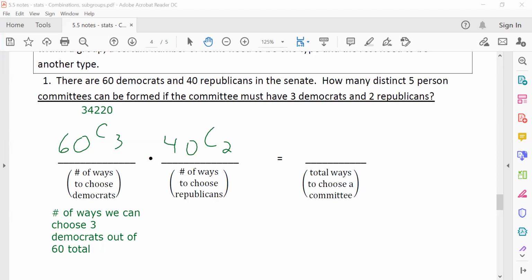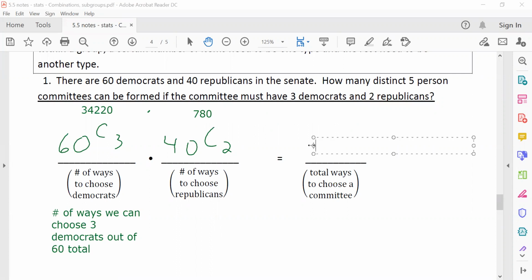And then 40C2 is going to be 780. We're going to multiply those 2 numbers together. I'm going to do 34,220 times 780. You're going to get a pretty large number out of it. That's okay. Your calculator can handle the heavy lifting. You're going to get a really large number.